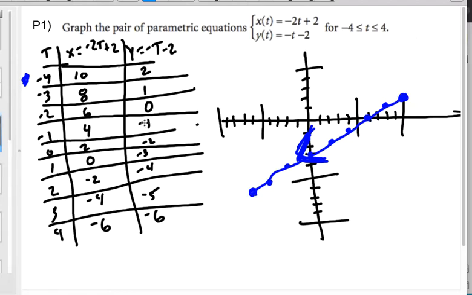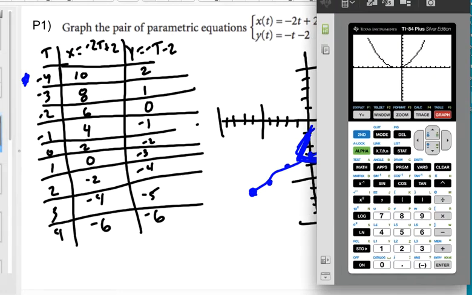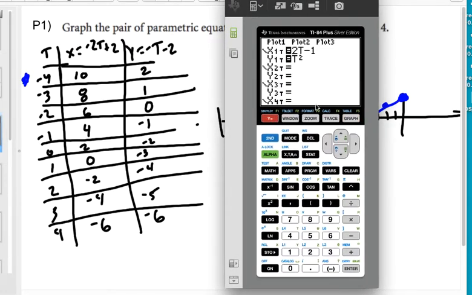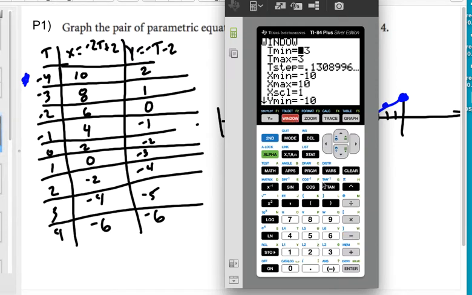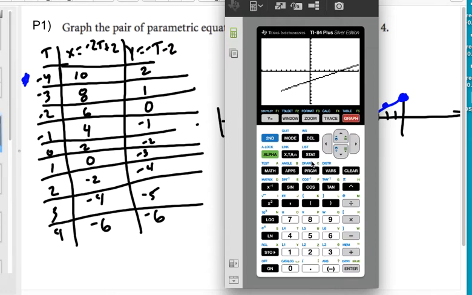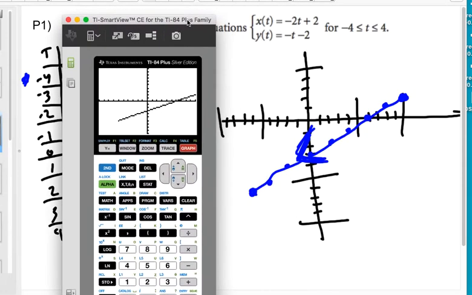And again, you can put that in your calculator if you want. If you choose to put it in your calculator, your x1 rather is going to be negative 2t plus 2, and your y1 is going to be negative t minus 2. And when you go to your window, the only difference is you're going from negative 4 to 4, and then graphing. And there's your graph, right? So it looks the same, and there you have it.